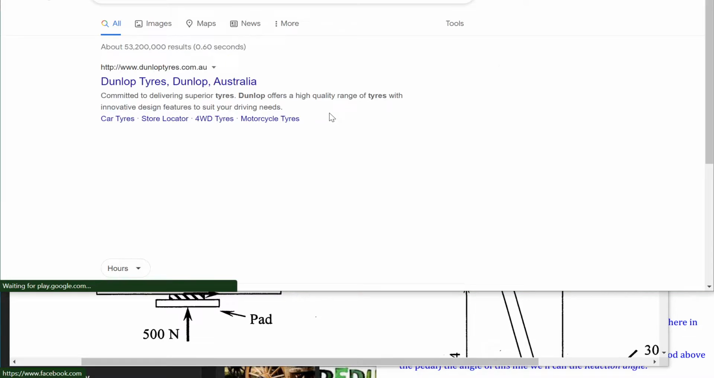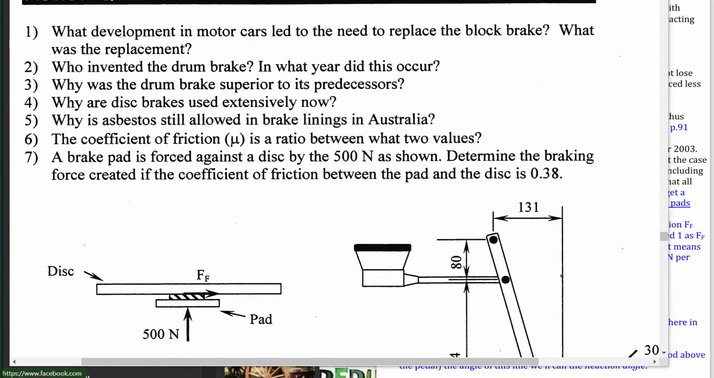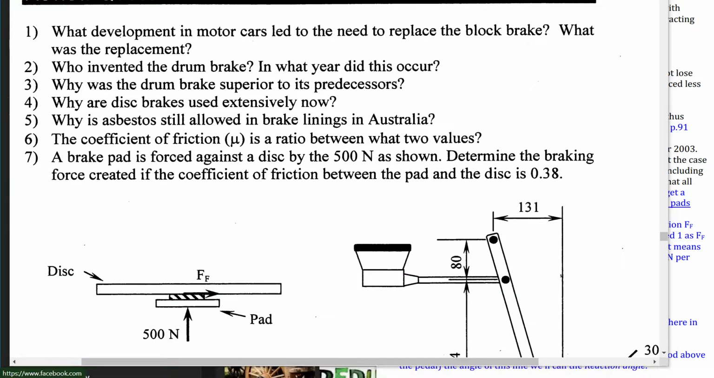People are like, I don't care when Dunlop invented the tire. 1888, there you go. It's interesting to note that the company that we now associate with Dunlop tires was named after the man, but it was not run by him, I'm pretty sure. Don't quote me on that, that's never going to be an HSC question. Okay, what was the replacement?